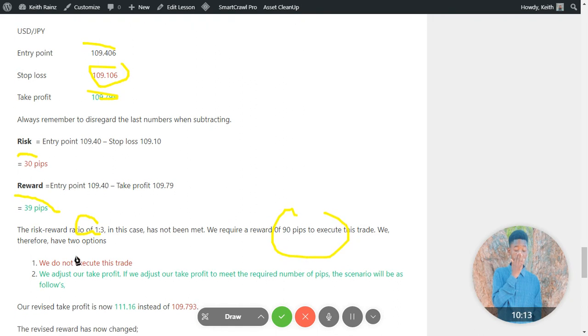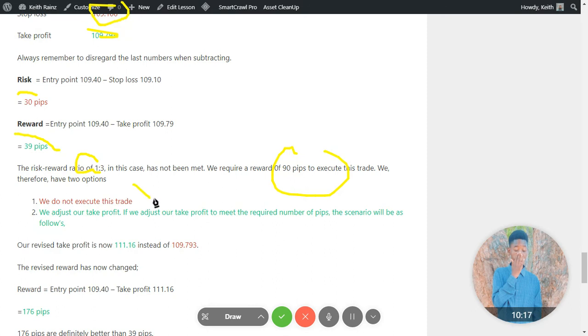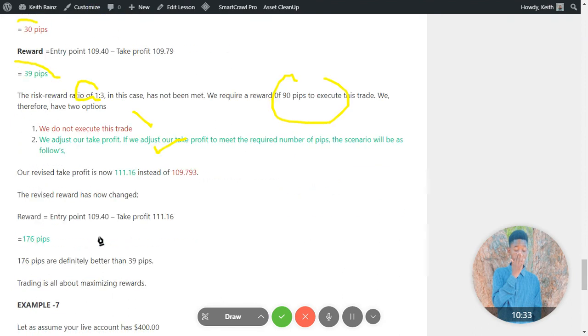We therefore have two options. The first option is that we do not execute this trade. The second option is that we adjust our take profit. If we adjust our take profit to meet the required number of pips, the scenario will be as follows. Our take profit is now this one instead of this. The reward has now changed. Reward is equal to entry point minus take profit, which now gives us 176 profit pips. So 176 pips is definitely better than 39 pips. All I have to know is that trading is all about maximizing rewards.